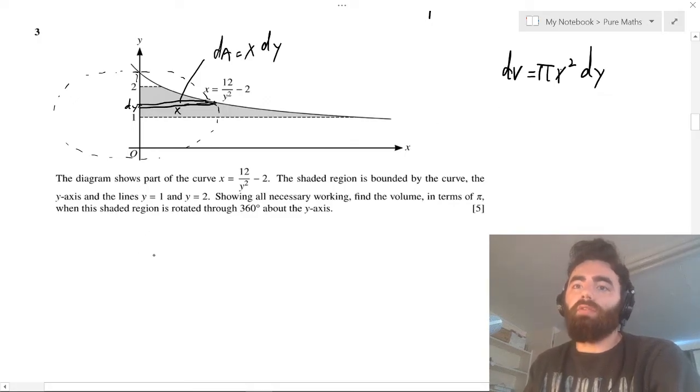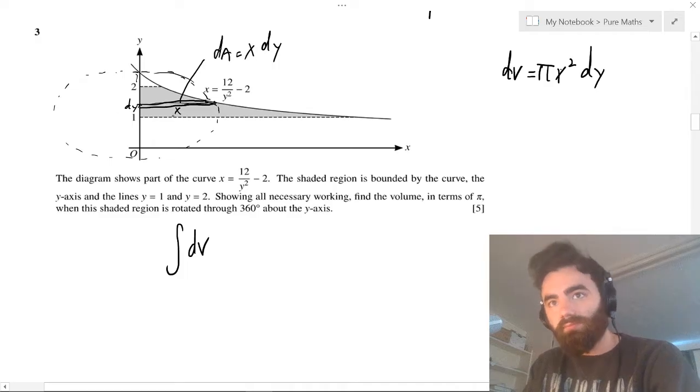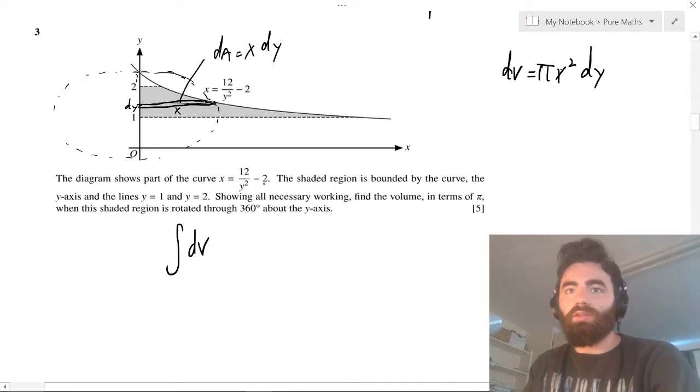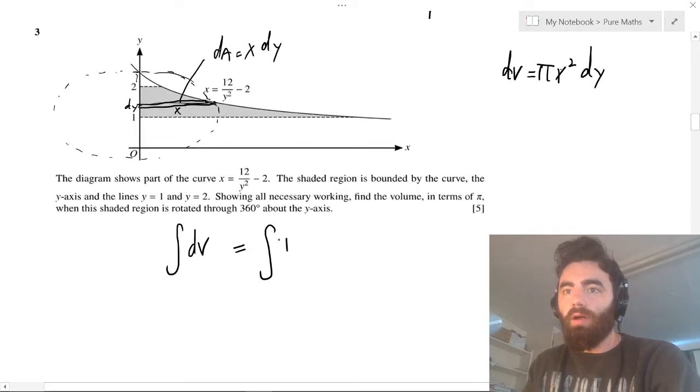So in order to find our total volume, we'll have to integrate this. Our total volume is summing up all of these circular discs from 1 to 2. This equals the sum between 1 and 2 of pi x squared dy.